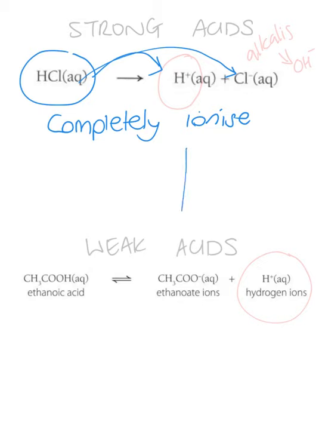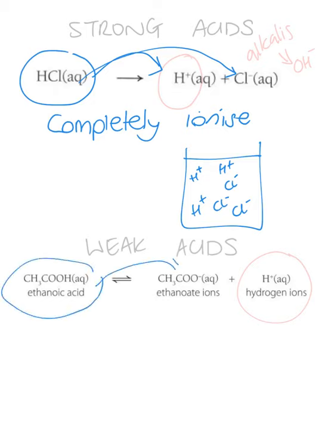So in the beaker you'd have loads of Cl minus and loads of H plus. You wouldn't have any HCl, okay, you'd have it completely ionized. If you had a weak acid, however, in a weak acid, we do have it splitting up into its two ions, but it does not completely ionize.